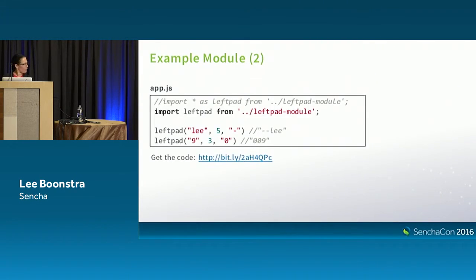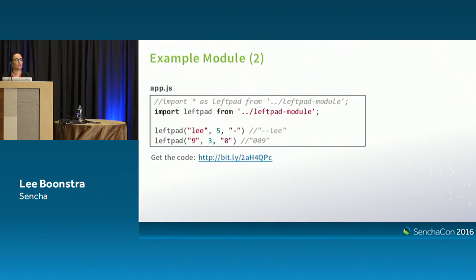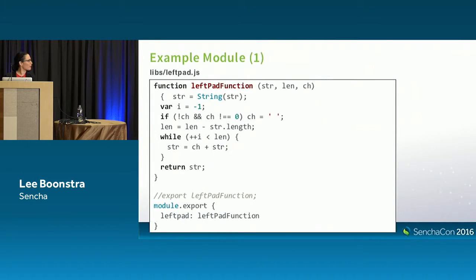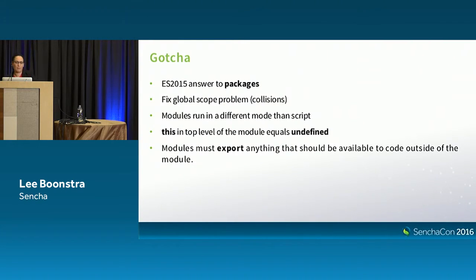But now in my app code, so I save this as libs/leftpad.js, and in my app.js file or my index.js file, I can say I import from leftpad, or I import leftpad from this file. And you don't need to put the .js extension behind it, because it knows it's a JavaScript file. You could also say import everything from leftpad, and it knows that it's leftpad because that is the variable that I exported here. So that can be nice to break up your code in smaller pieces. That is basically the answer for packages, but it fixes the global scope problem. But keep in mind that everything runs in strict mode, and you have to export it.